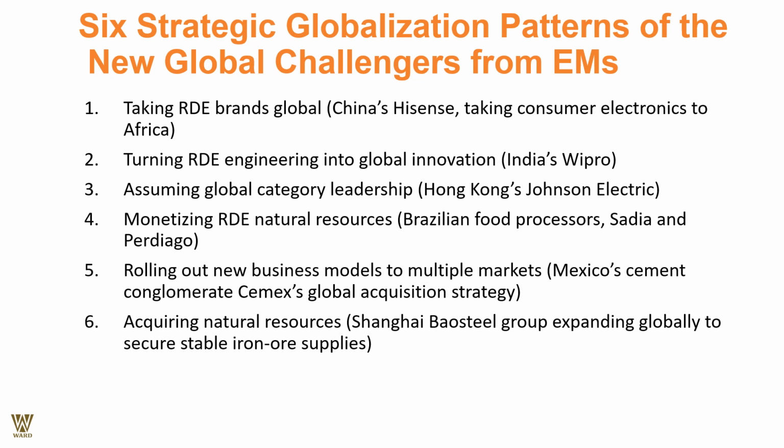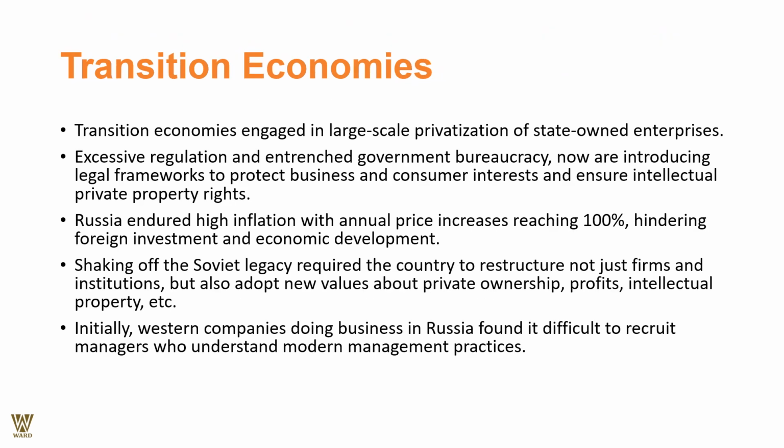Rolling out new business models to multiple markets. We have Mexico's conglomerate, Cemex, with global acquisition strategies, as and when they are building their competencies and the market thereof. The last one would be acquiring natural resources. You look at it, Shanghai's Baosteel, globally expanding, securing stable iron resources, investing in Australia, investing in Africa, and probably trying to own the mine so that they secure the resources for their production itself. So these are my six strategic globalization patterns for the emerging markets altogether.